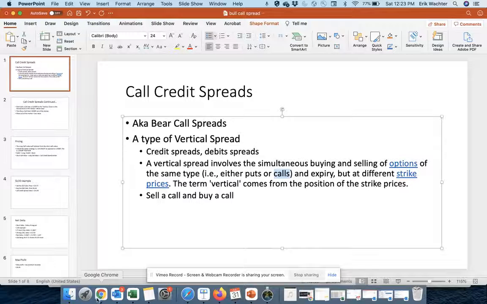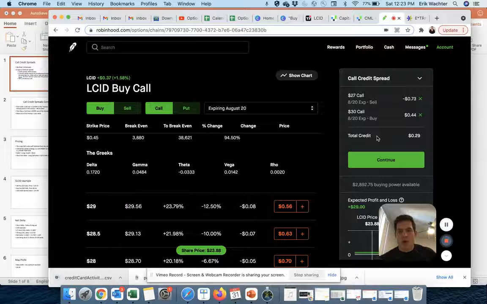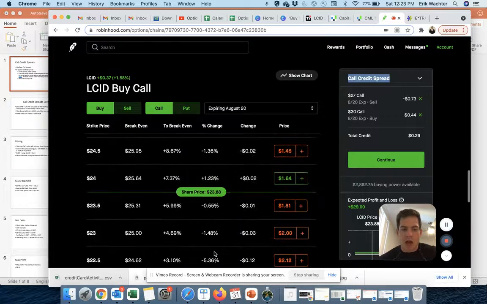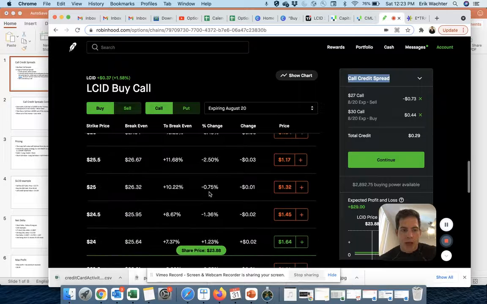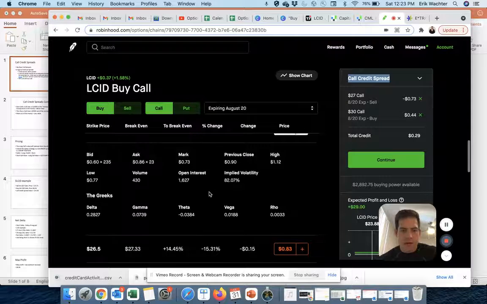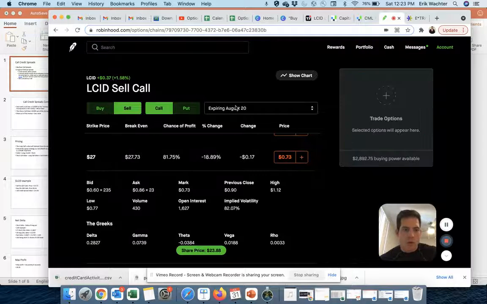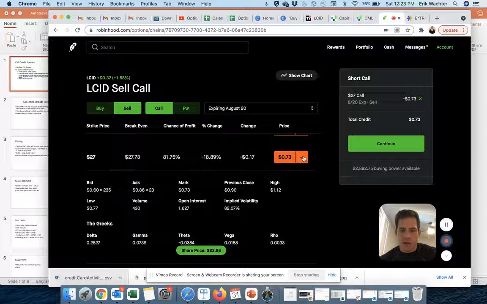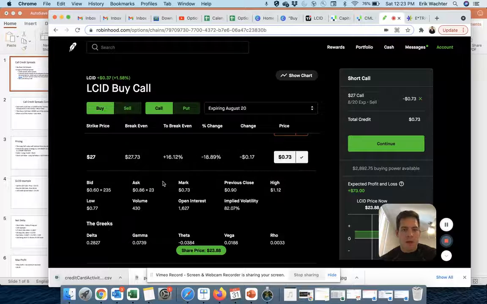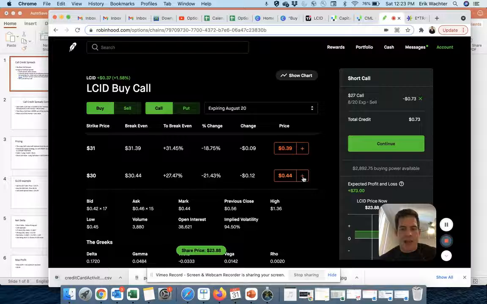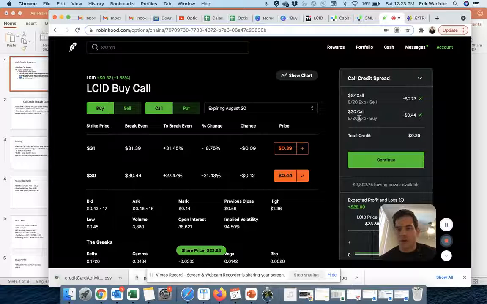Let's go over to Robinhood just to show an example of this. I already have a call credit spread selected. Right now the stock price is at almost $24, so the underlying is right around here. We're going out of the money to 27 and we're going to sell the $27 call. Then we're going even further out of the money and buying a $30 call. So we sold the 27 and bought the 30.